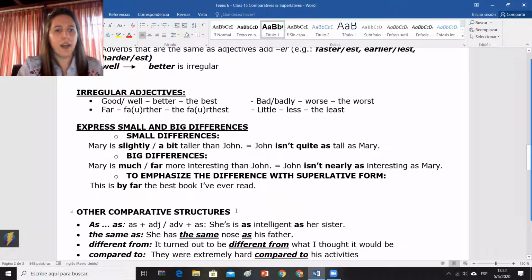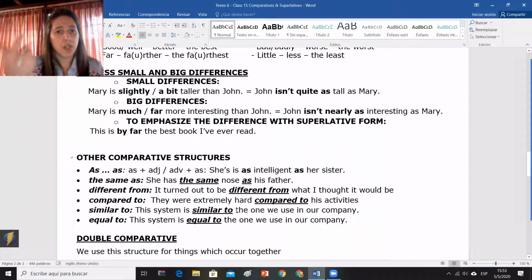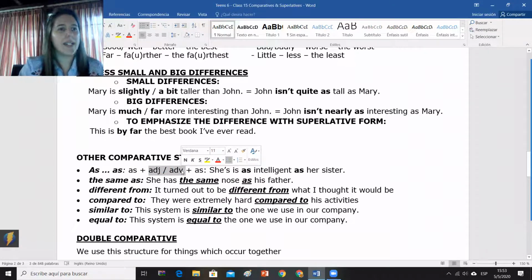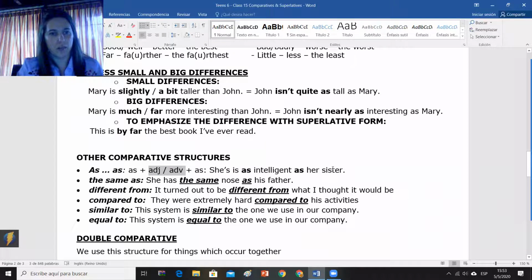Now let's see other comparative structures that we can use. As I mentioned before, with the words quite and nearly, the structure as. Remember that with this structure, the adjective or the adverb doesn't change the form. You don't need to add anything. So be careful with that. So she is as intelligent as her sister.